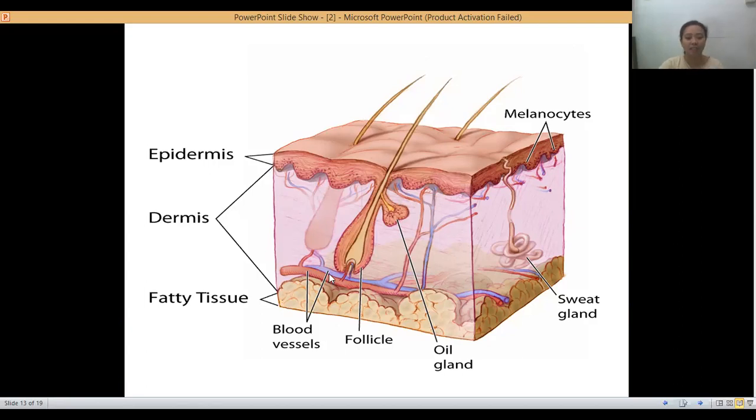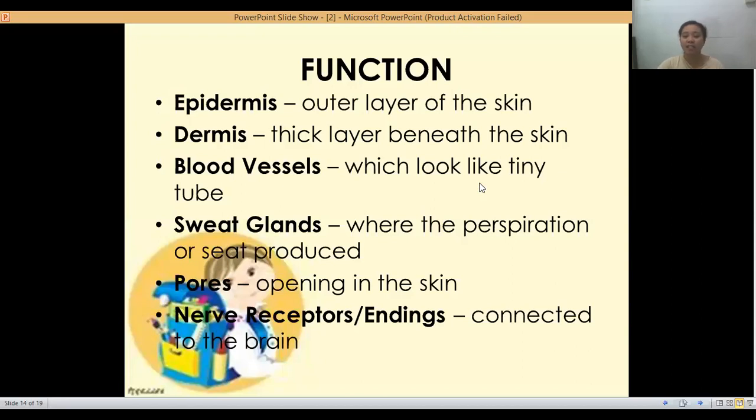Now, we have also oil glands and sweat glands. Here is your sweat or perspiration. Dito naman yung oil, and they come out through the pores or the opening in the skin.